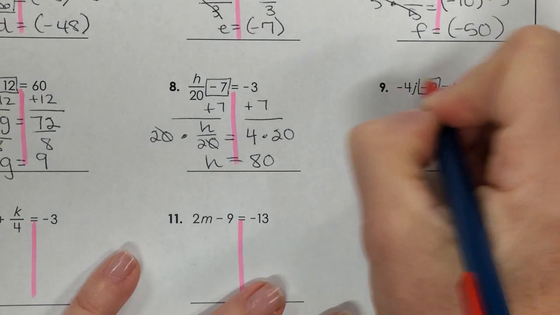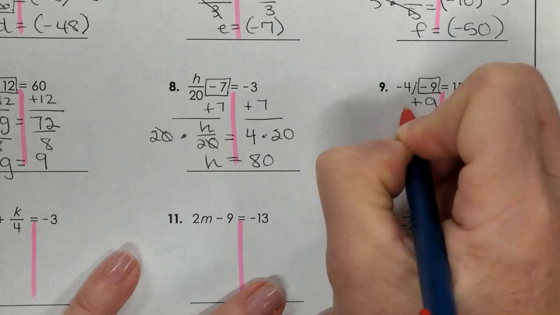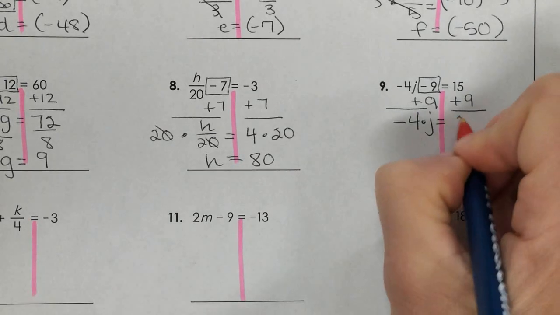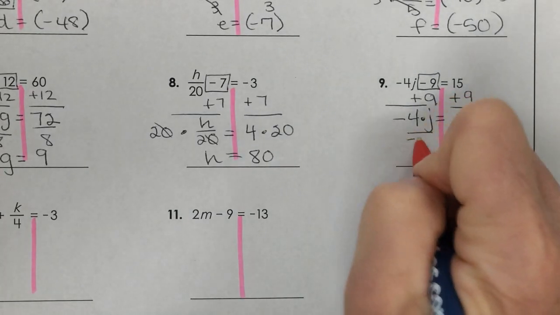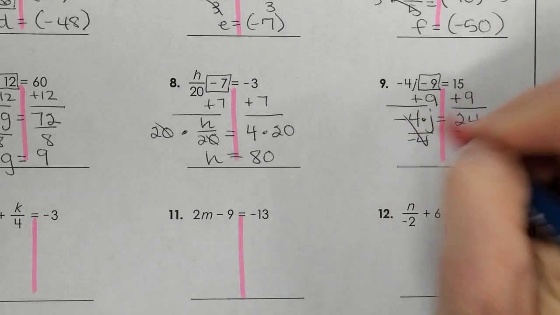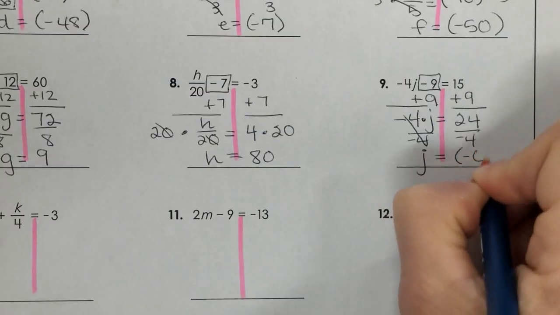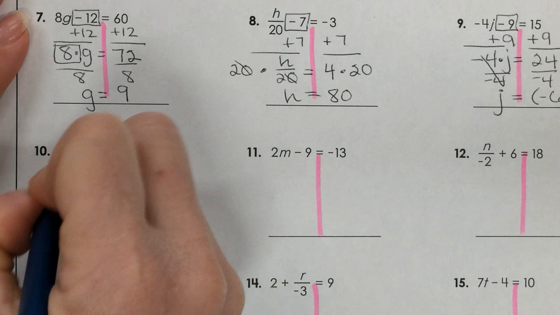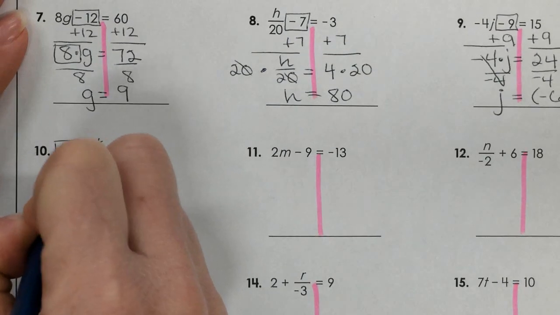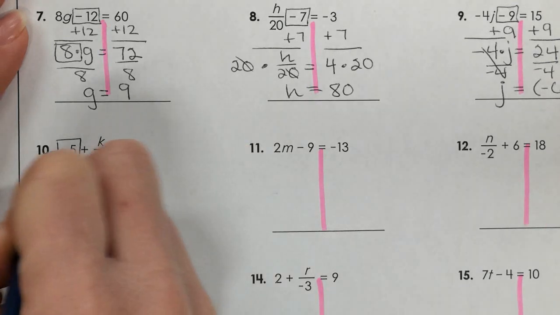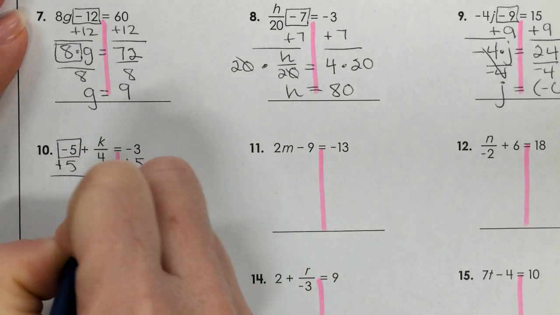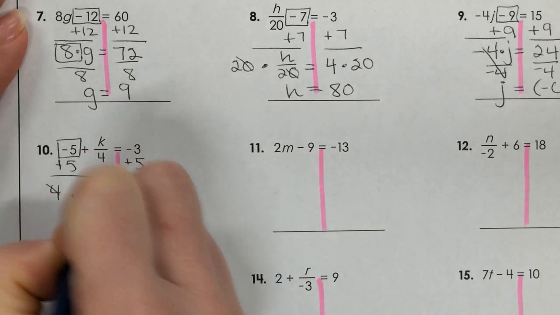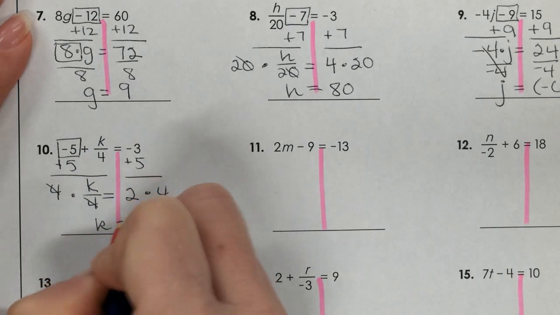Number 9, we're going to get rid of minus 9 using addition. Add to both sides. Negative 4j is negative 4 times j is equal to 24. Divide by negative 4 on both sides. And we have j is equal to negative 6. For number 10, we want to get rid of this negative 5 first, so we're going to add 5 to both sides. That leaves k over 4 is equal to 2. Multiply by 4 on both sides to get rid of that. k is equal to 8.